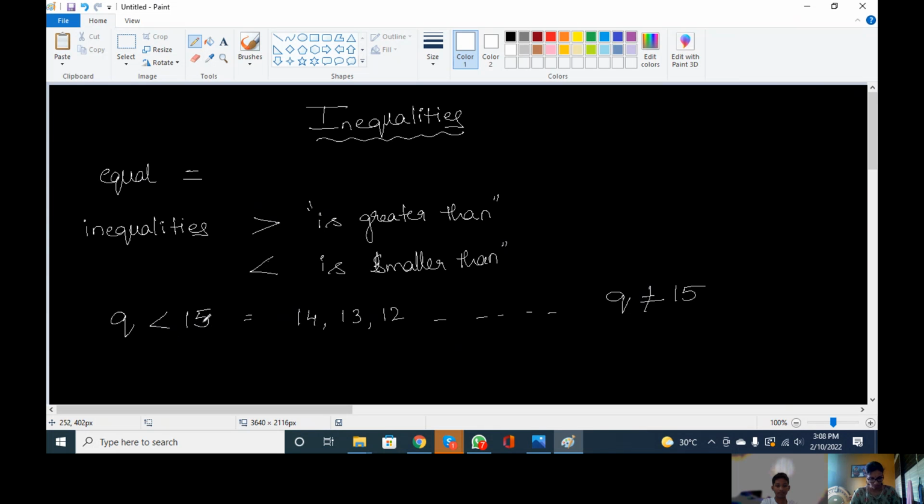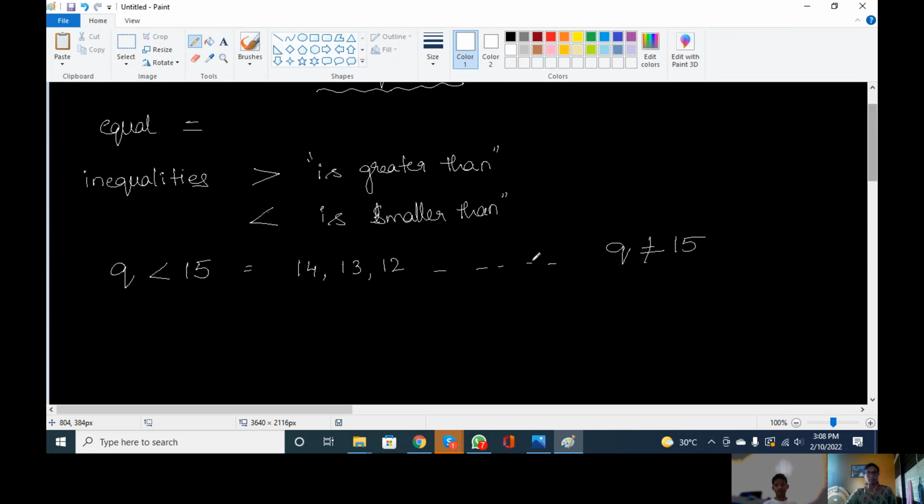The inequality is true when Q stands for any number which is less than 15. Therefore, there is a range of numbers that Q can stand for. We can illustrate this range on a number line. Do you remember the number line? 10, 15, 20, 25, 30. Suppose I have taken a number line like this, where Q stands for less than 15.